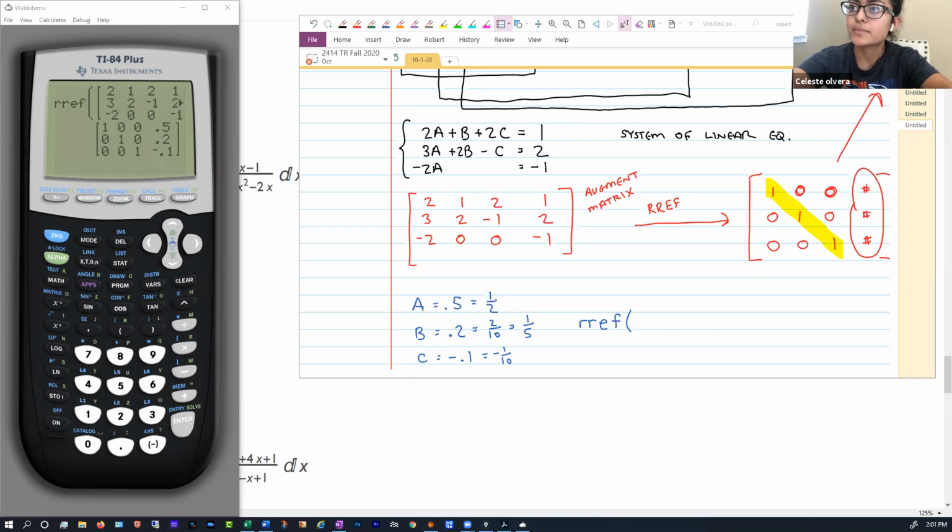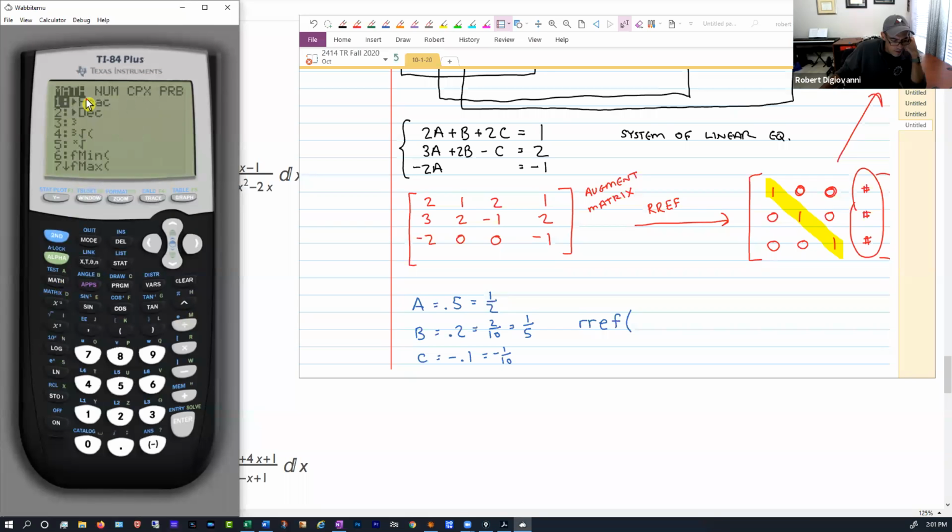Some calculators will give you the fractional answers. And I think there is actually a way to convert this. Yeah, you go to math, and then there should be a first option right there. So I just hit enter and it should convert all the answers we just had to fractions. There we go, 1/2, 1/5, -1/10.